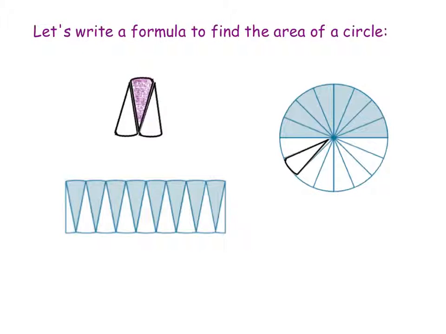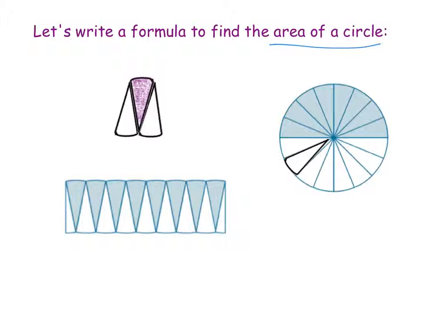So if we want to find the area of a circle, we could certainly split it into little boxes and count up all the little boxes, but because it's not a rectangle and not right corners, counting boxes would be pretty difficult. So I want you to think about a way that we could write a formula.